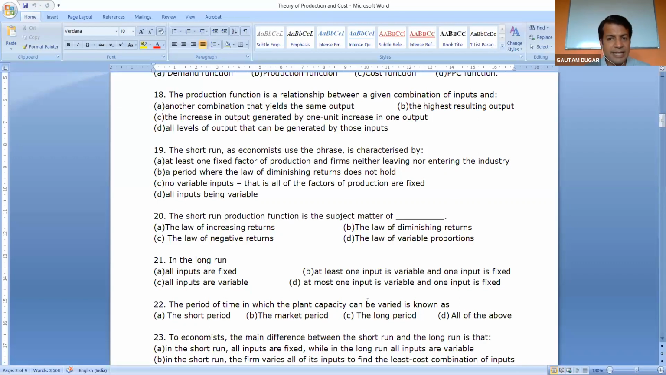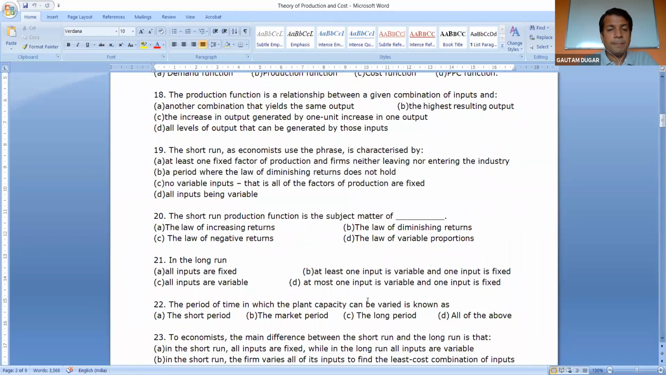Yes, 20. Again, some people went wrong. This law of variable proportions. 20, the answer is D, the law of variable proportion. Now it has three stages. We know the law of variable proportion has three stages. First, we have increasing returns. Second, we have diminishing returns. Third, we have negative returns.